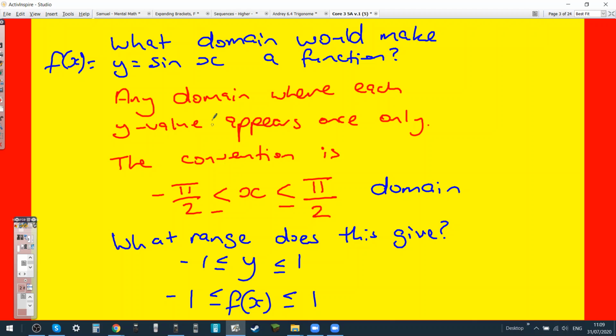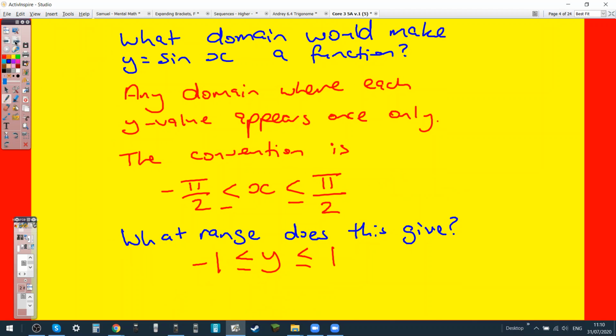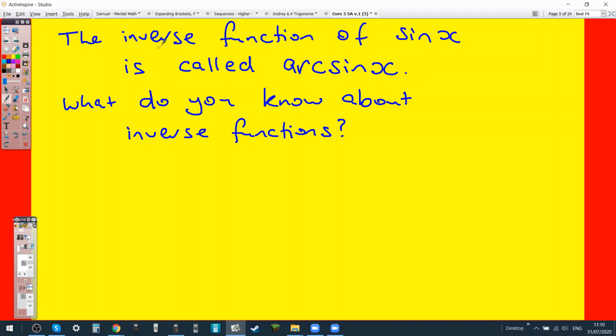Let's see. Yeah, so sine x, it's not a function because it will repeat the same y coordinate forever, many times. So we have to restrict it. So let's say between minus 90 to 90, so that it doesn't have the same y coordinate twice. So then it becomes a function, and that's so it can have an inverse function. The inverse function of sine x is called arc sine x. So you've seen that on your calculator, like that. Yeah.